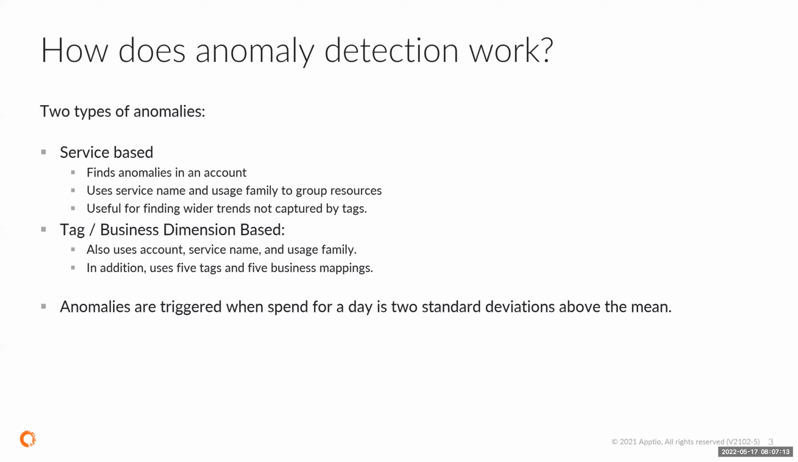All right. Now, finally, how does the anomaly detection actually work? What we tell people, and usually we don't get questioned on this too hard, is that anomalies are triggered when spend for a certain day is 2 standard deviations over the mean.